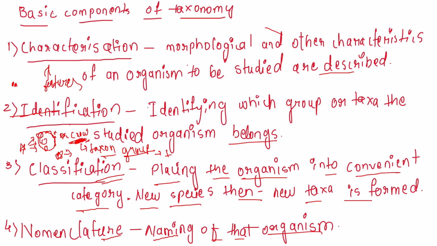So these are the basic components of taxonomy, which is characterization, first seeing its features, and then upon the knowledge of these features, identifying what organism that is, and then after identification, placing that identified organism into a different category or the convenient category. And if there is no such organism which is present before, then naming that as a new species, then creating a new taxa for it, and then finally arrives nomenclature, naming of that organism. This is the basic component of taxonomy.